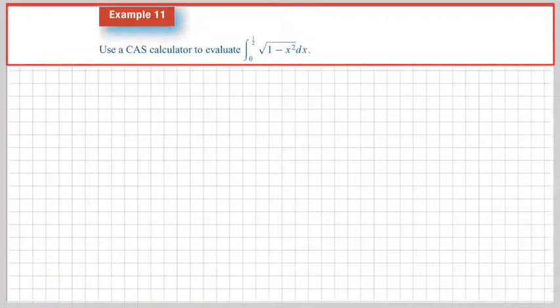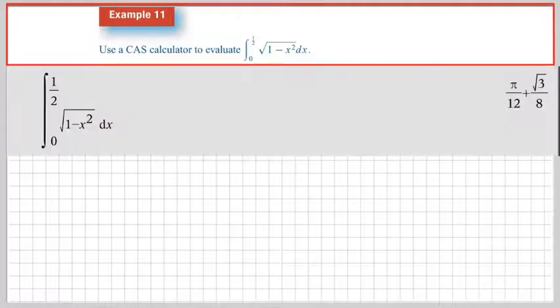Now, first of all, we have to use the CAS handheld device to evaluate the integral of the square root of 1 minus x squared with respect to x from 0 to a half. Well, that's very, very easy on the CAS handheld. Very easy indeed. So that's how you do it, and it'll spit out the answer very quick smart.